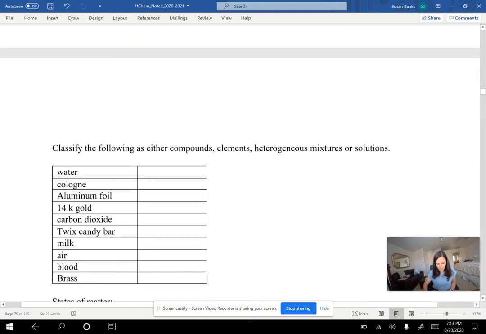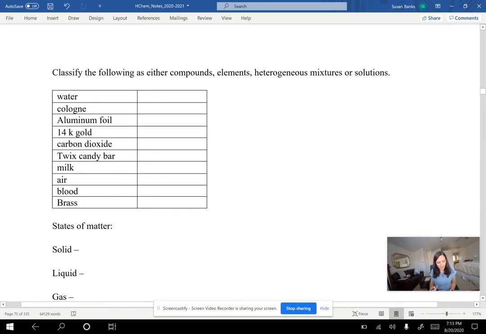Okay, so here we go. More things. I want you to take a minute and classify these as either compounds, elements, heterogeneous mixtures, or solutions. I'll wait for just a second. You can pause the video. Okay, have you gone through this? Water. Water is made out of H2O. But it's pure, right? I can write a formula for it. So this is what we call a compound.